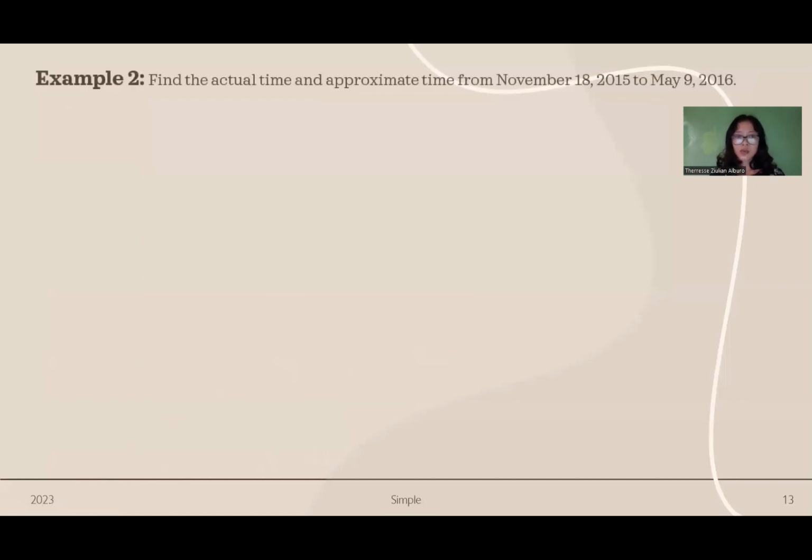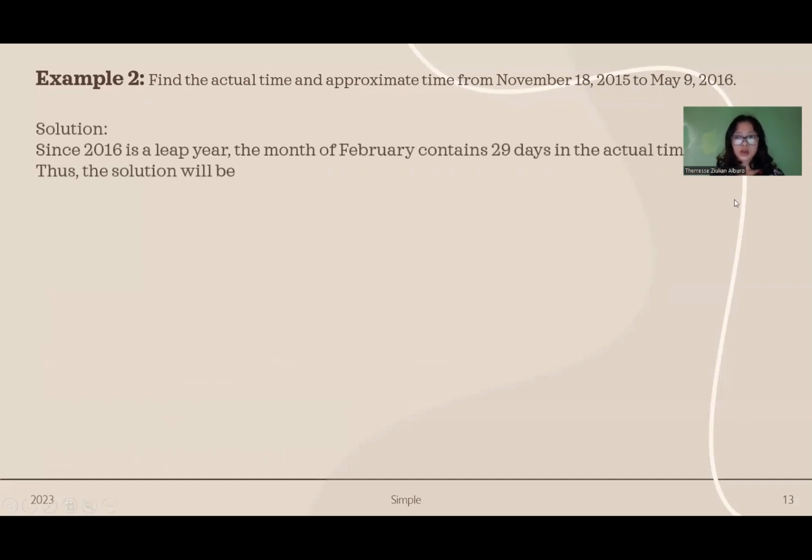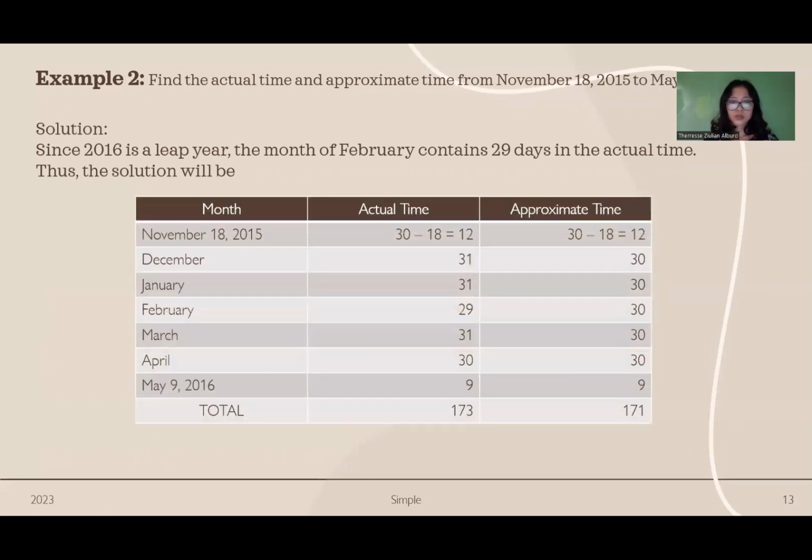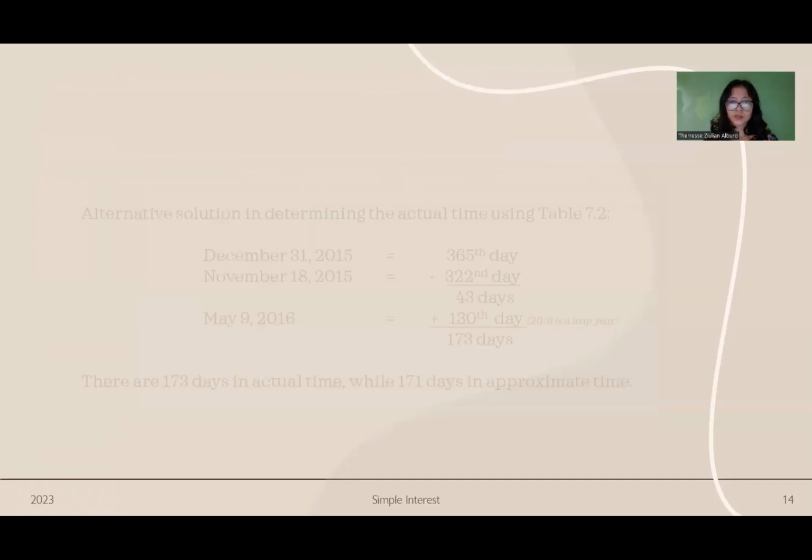For the second example, we are going to find the actual and approximate time from November 18, 2015 to May 9, 2016. Here is the solution. Since 2016 is a leap year, February will contain 29 days. That is the only thing to watch out for here, since the method is the same as in example 1.